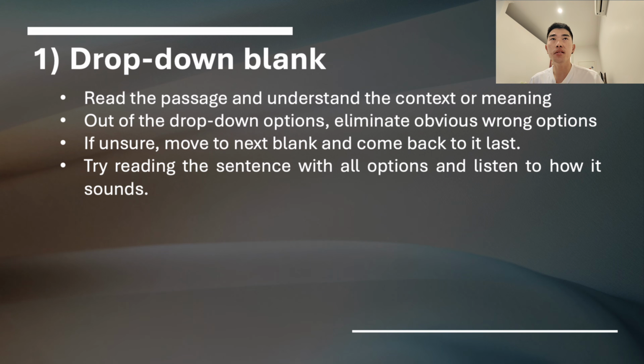If unsure, move to the next blank and come back to it last. As I said, there will be 4 to 5 blanks in the passage. So if you are stuck with the first blank, don't just keep on trying to answer it. Move on to the next blank and then try to attempt the first blank that you had doubts in at the very end so that you don't waste time. Try reading the sentence with all the options and listen to how it sounds. If you are really unsure about which one is the right answer, try reading the sentence with each of the options and try to hear which sounds right. In general, I would recommend you to not spend a lot of time in this activity.